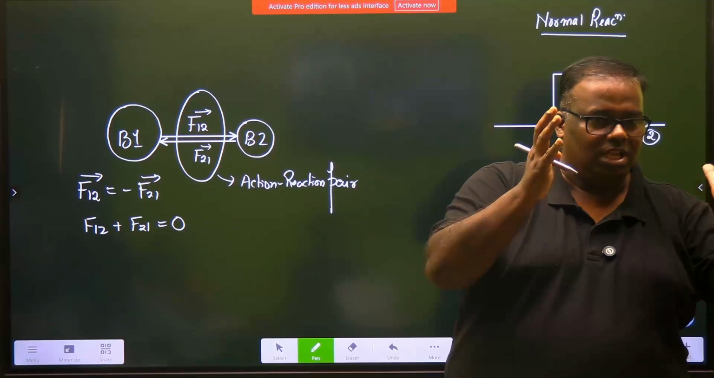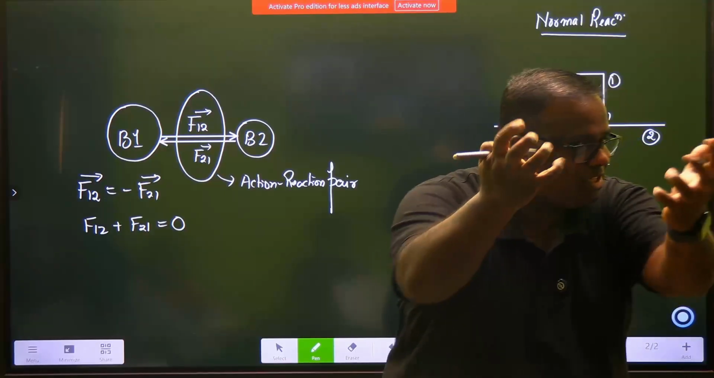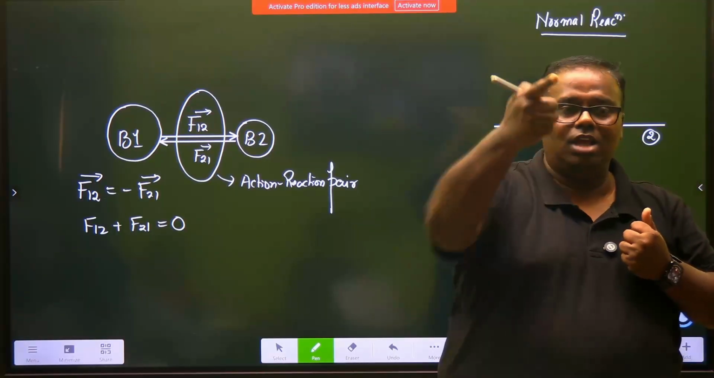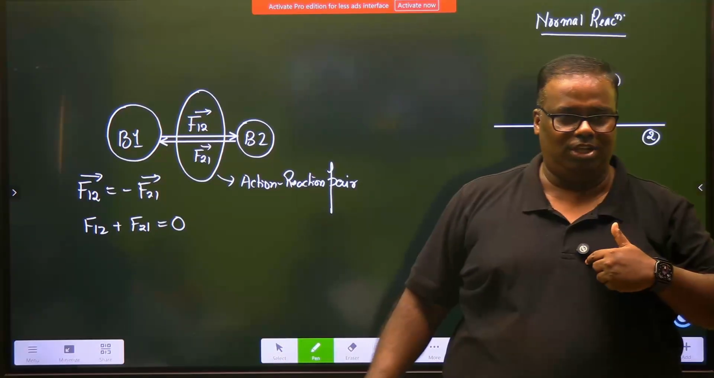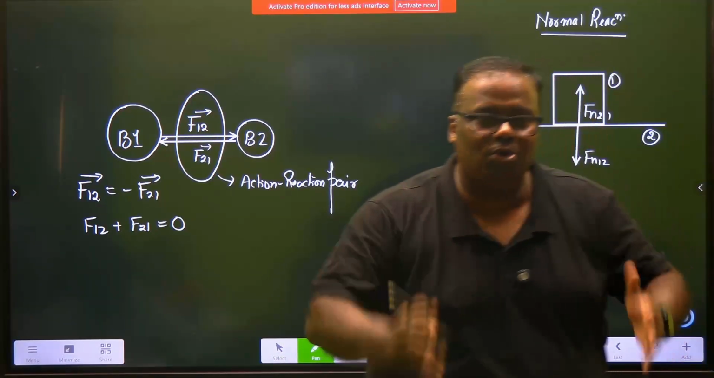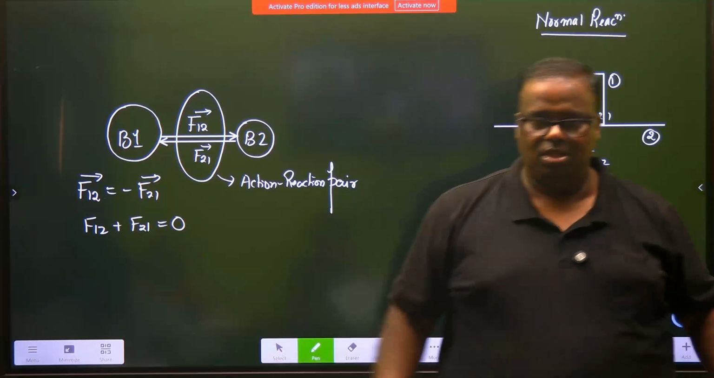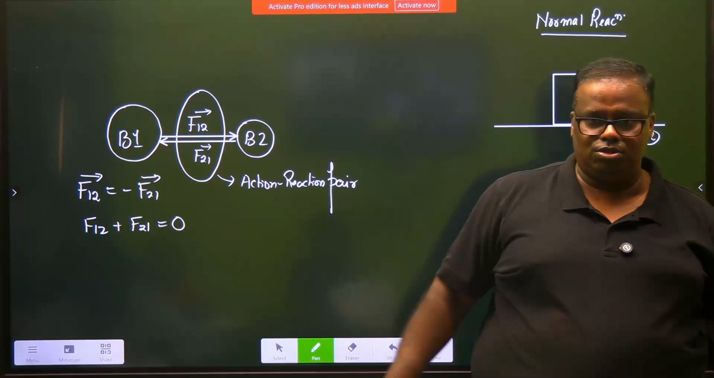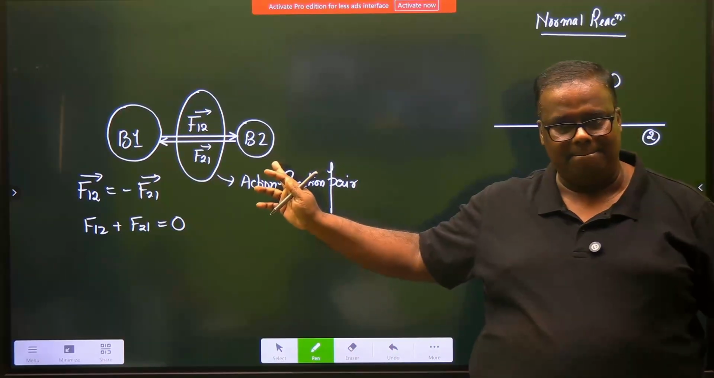When a body attracts another body, change the wordings. When a body exerts a force on another body, the other body exerts an equal and opposite force on the first body. So can I not say when a body attracts another body, the other body attracts it back? On this we used to do lovely problems also, which you will laugh like anything. Itna samajh mein aaya? Understood?